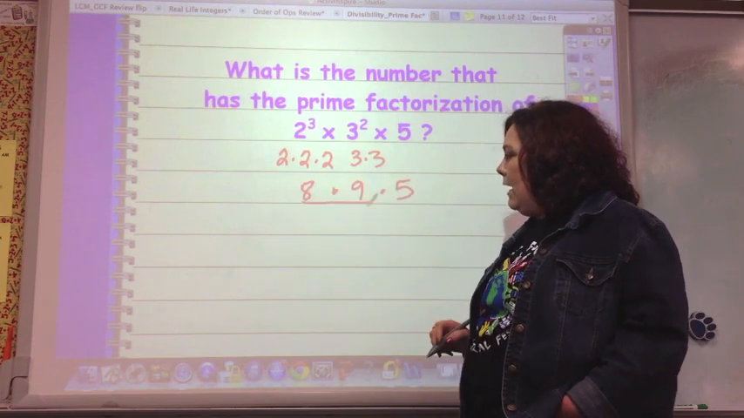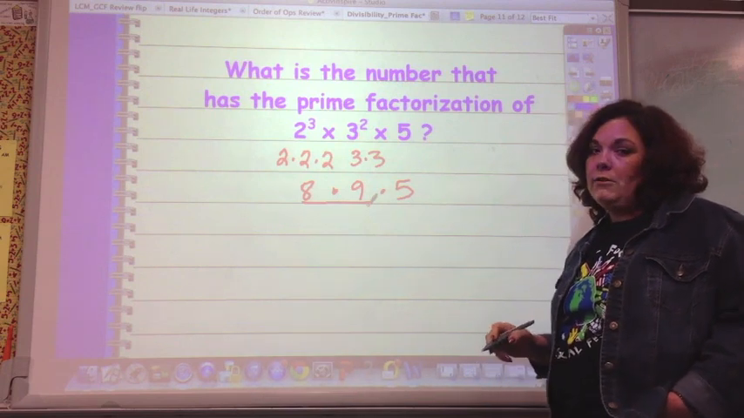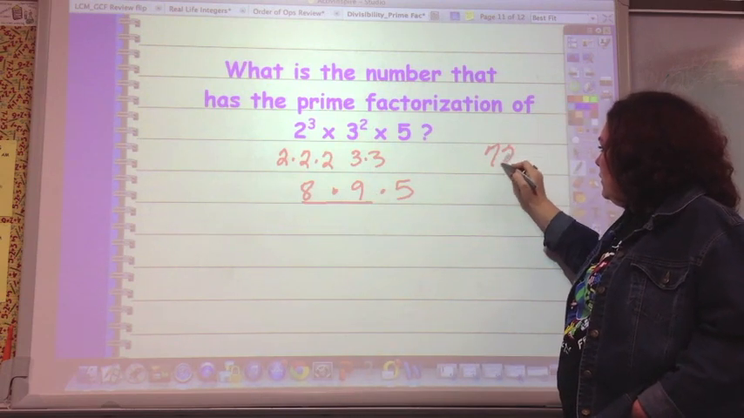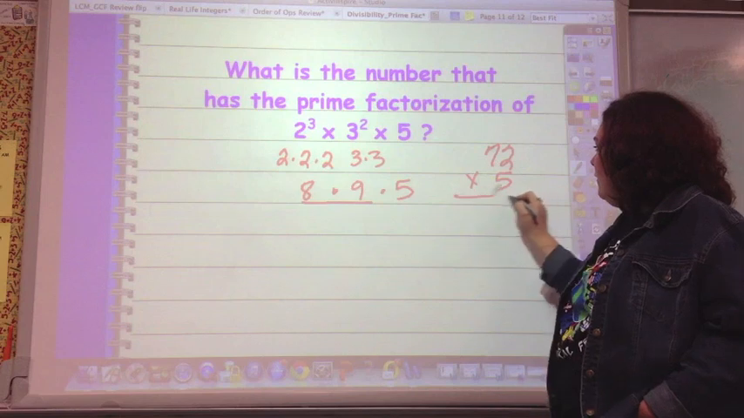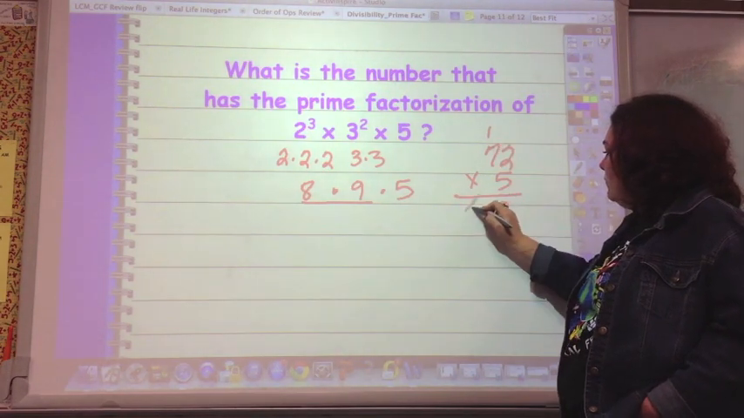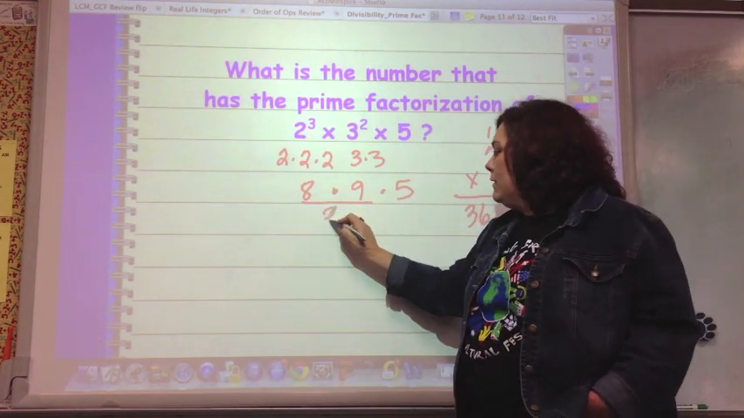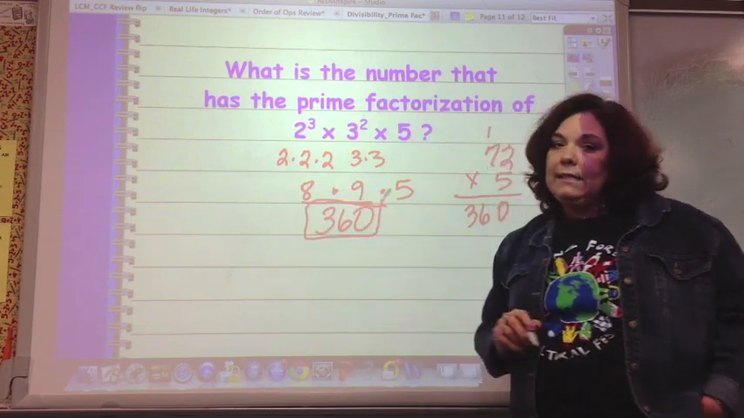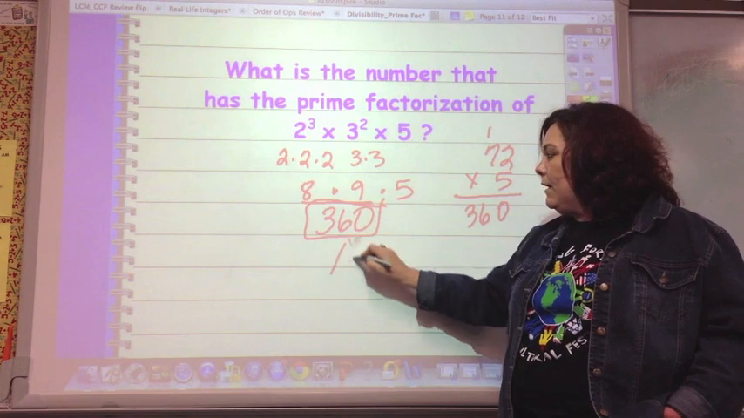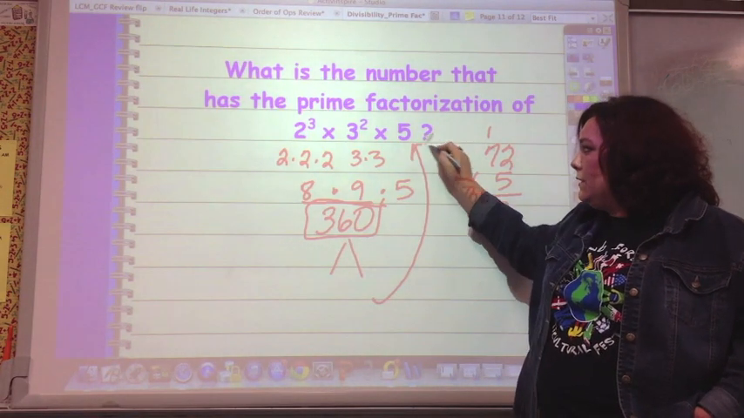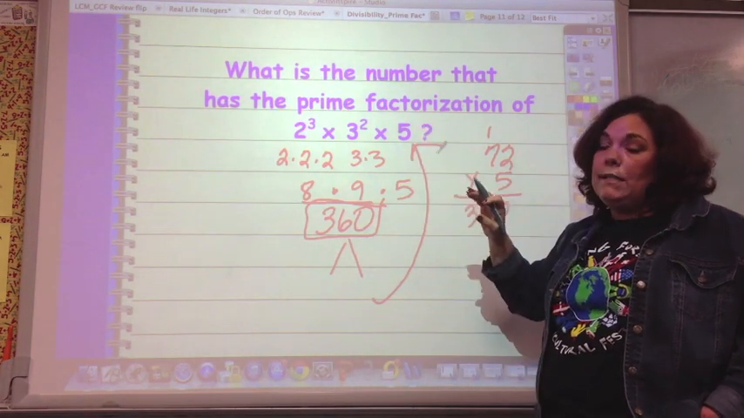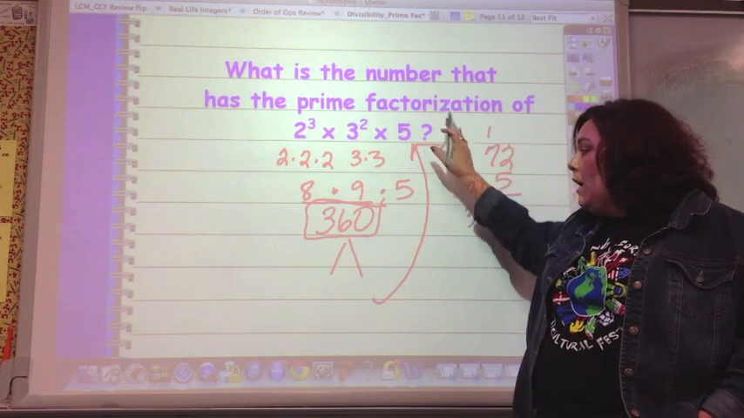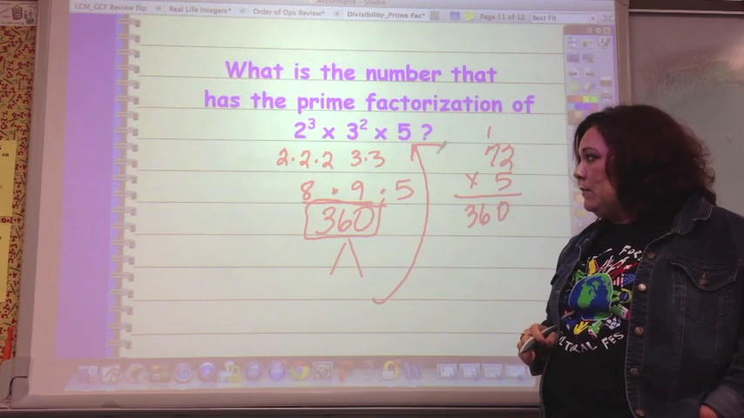So 8 and 9 multiply together to give you 72. 72 times 5 is 360. So if I was given the number 360 and I found the prime factorization of it, I would get this answer. So if this answer is listed with other answers, I can make sure it is 360.